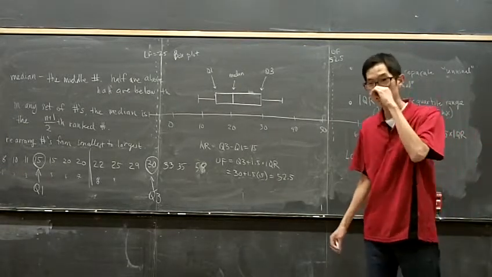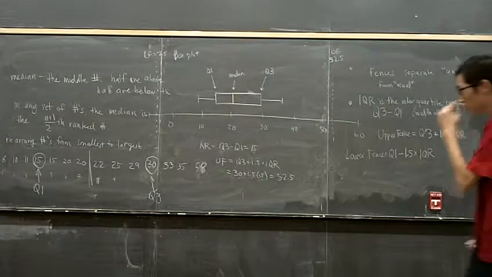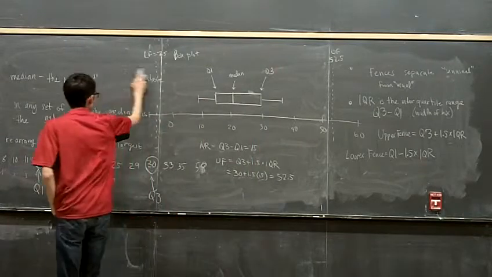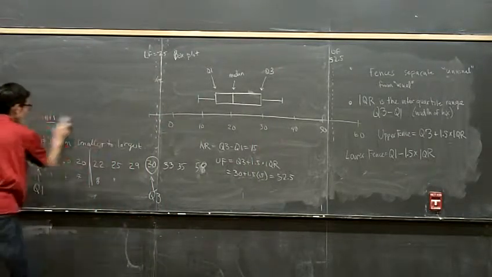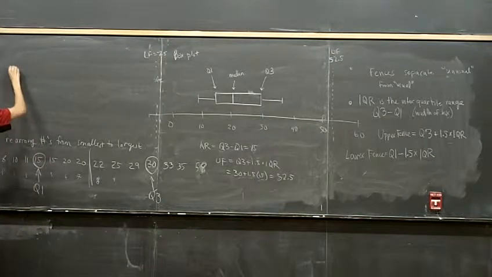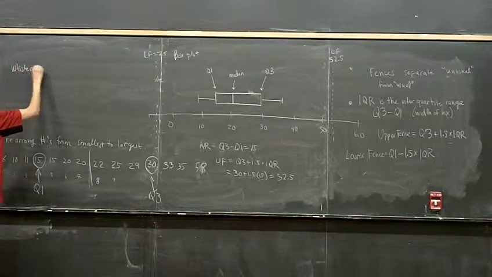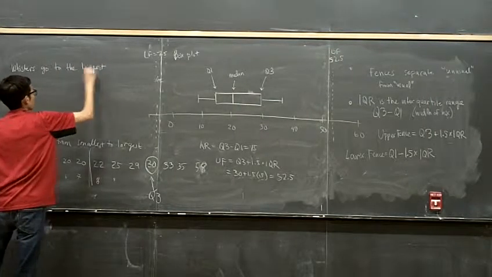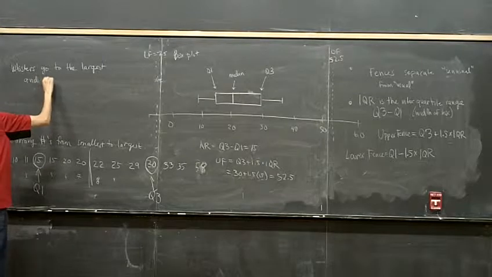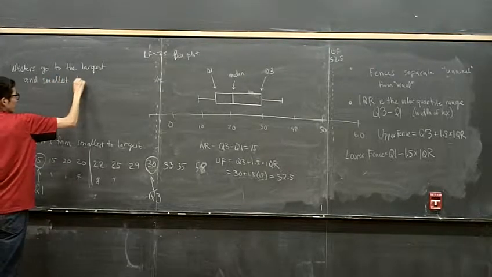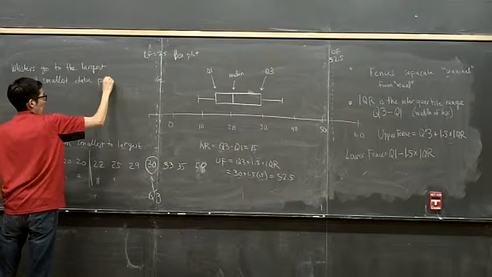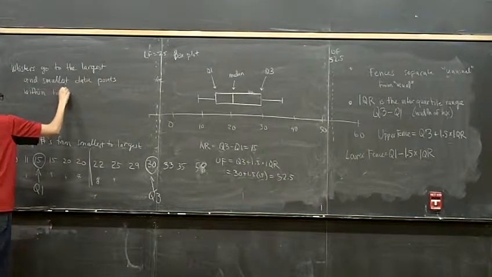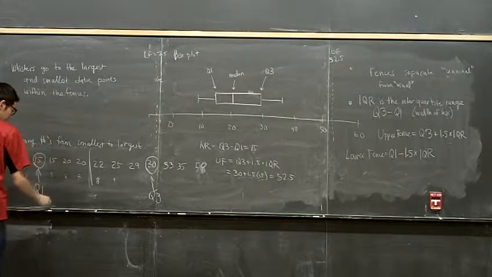Yes? Sorry, so you got the whiskers by taking... So the whiskers, maybe I'll write this somewhere on the board. Whiskers go to the largest and smallest points in the data set that are still within the fences. Whiskers go to the largest and smallest data points within the fences.